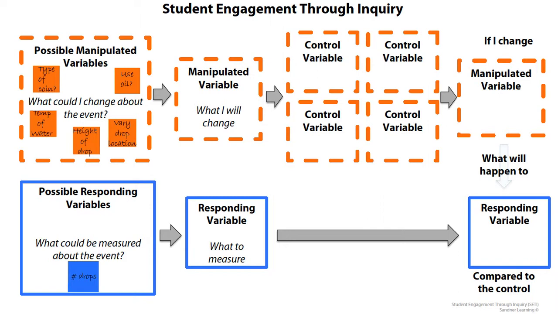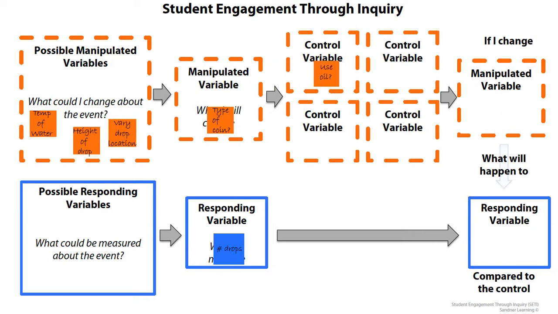And so taking those observations and wonderings and placing them into this new anchor chart now allows us to create a testable question. First I'll bring across the blue post-it note, the number of drops, that's my responding variable. And then I'll say, let's take the type of coin. That's going to be my manipulated variable. And every other wondering, every other manipulated variable is going to be a control variable.